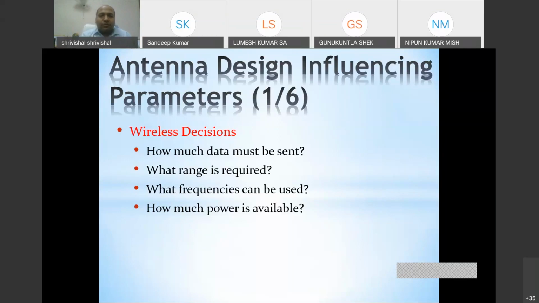Let us move with the first parameter, that is the wireless decision. When you talk about the wireless decision, for the antenna systems, how much data must be sent, what is the data rate we are transmitting, up to what range we want to transmit the information, at what range of frequency I am willing to transmit, and what is the available power limit. For example, UWB device power level is very low, at the floor of the noise level. But for GSM, Wi-Fi, or WiMAX, the power level is very high. So based on the availability of power, I need to take a call related to the antenna design.